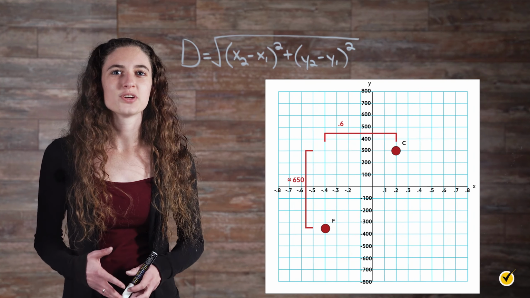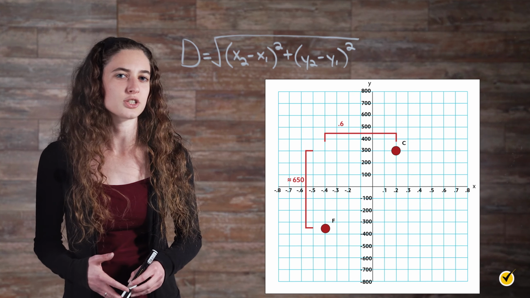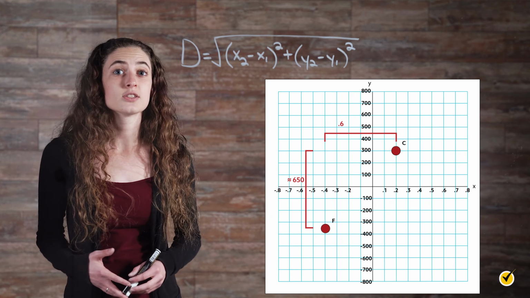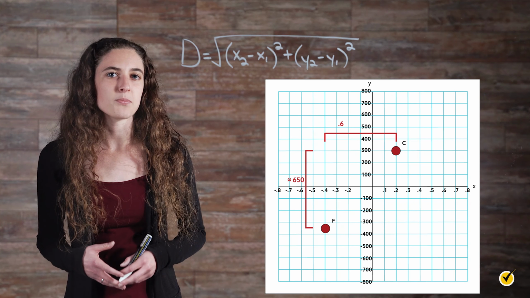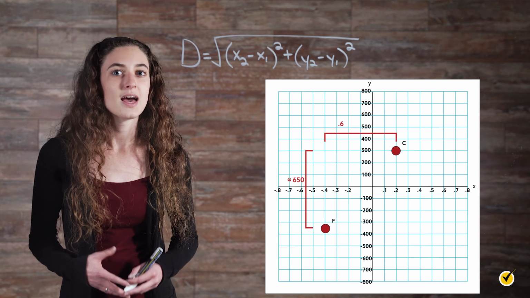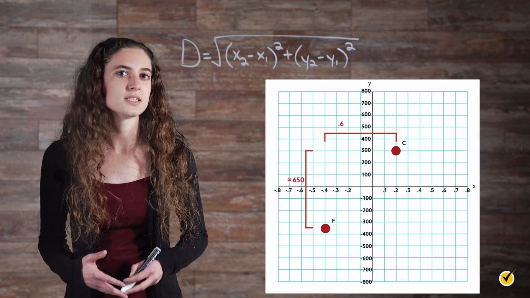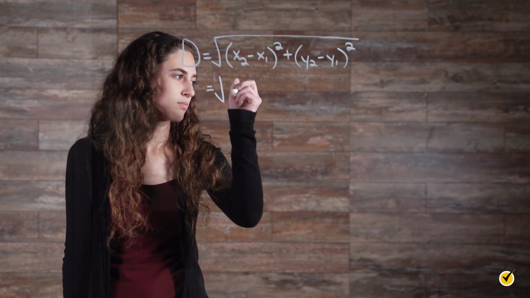In this case, we're going to need to estimate the coordinates of point F because it doesn't lie at the intersection of 2 grid lines. It is often the case that we need to estimate the coordinates of a point. Let's estimate point F to be located at (-0.4, -350). Now let's use the distance formula to get a good idea of the distance between points C and F.